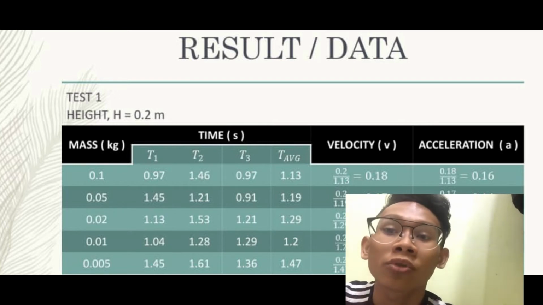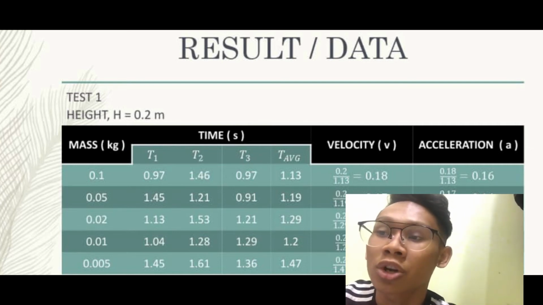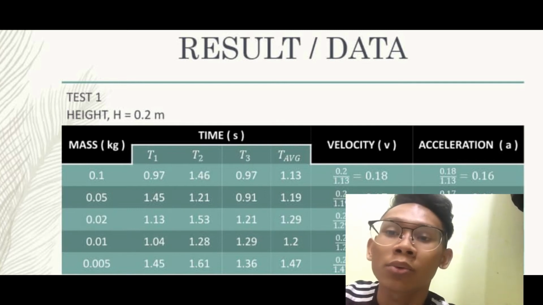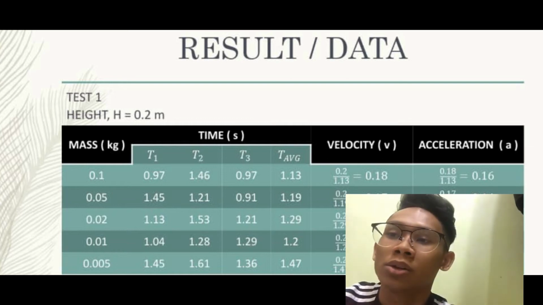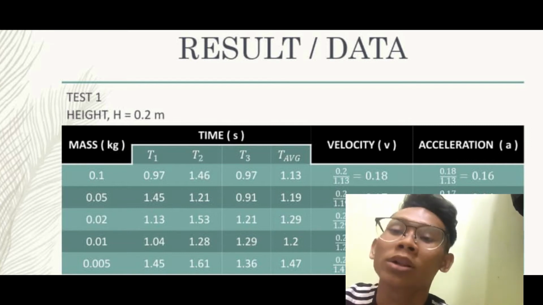For 0.05 we got first time 1.45, second 1.21, third 0.91, and for AVG we got 1.19. For velocity we got 0.17, and acceleration 0.14. For 0.02, first time we got 1.13, second 1.53, third 1.12, and for AVG we got 1.29. So for velocity we got 0.16, and acceleration 0.12.